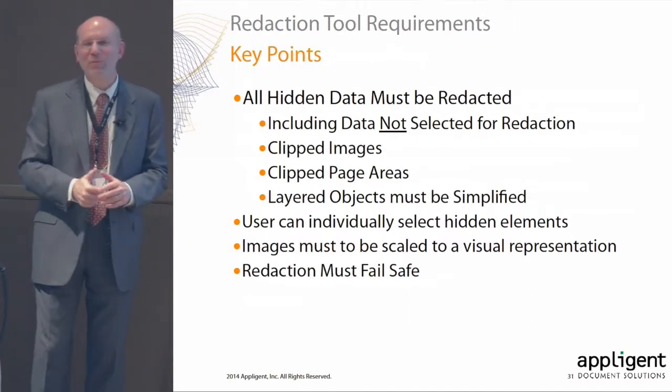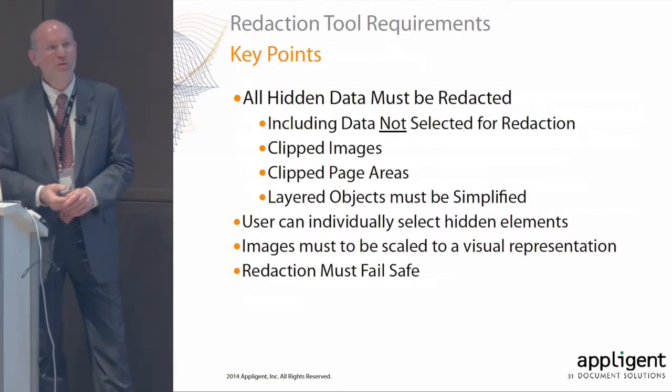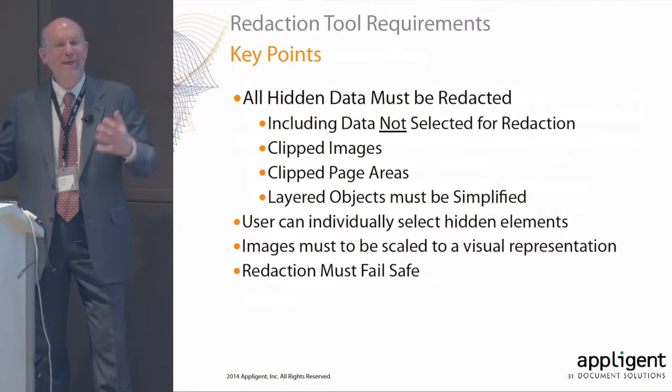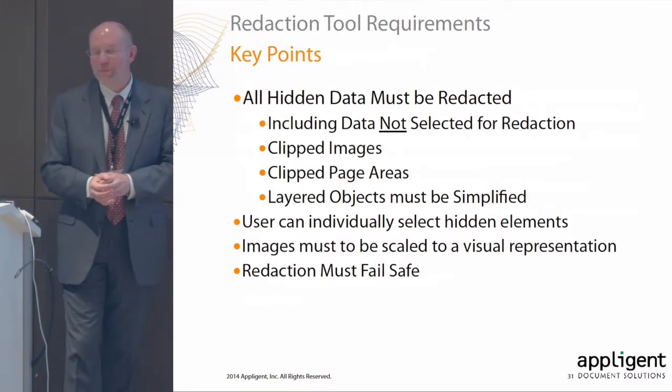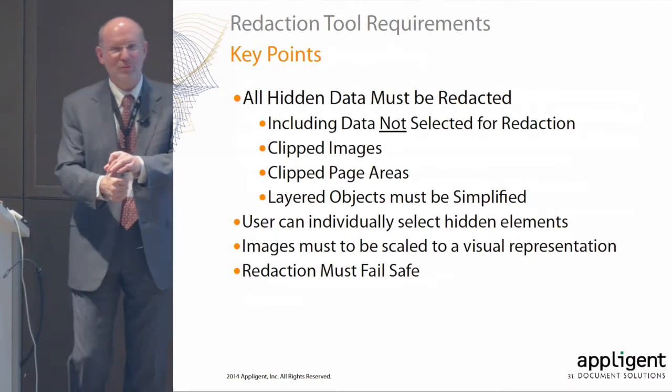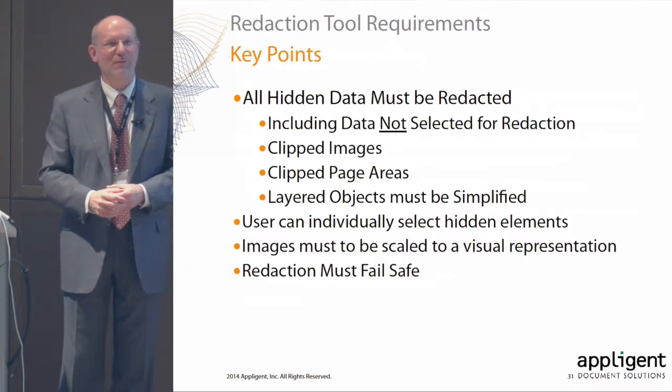Layered objects have to be simplified. The user has to be able to select all this stuff that they can't see. Images must be scaled to the visual representation, which we're still struggling with. And the redaction must fail safe.